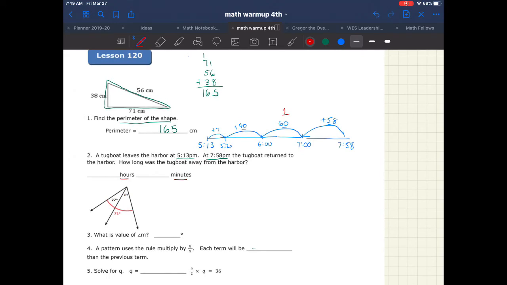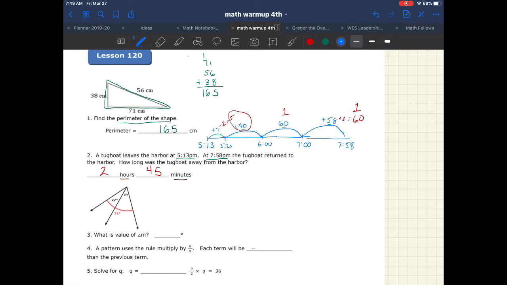58 minutes is almost an hour. So I'm going to take 2 minutes away from the 7 and bring it over here to the 58. That'll give me 60 minutes, which makes that an hour. Now that I've taken 2 minutes away, I only have 5 minutes left here. And altogether, I've got 45 more minutes. So it looks like 2 hours and 45 minutes.